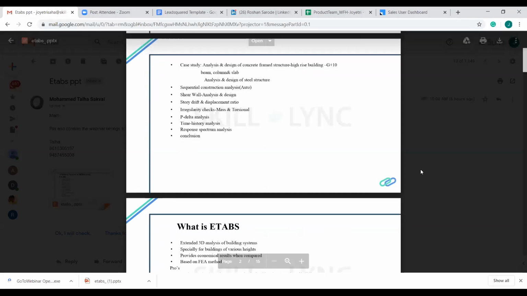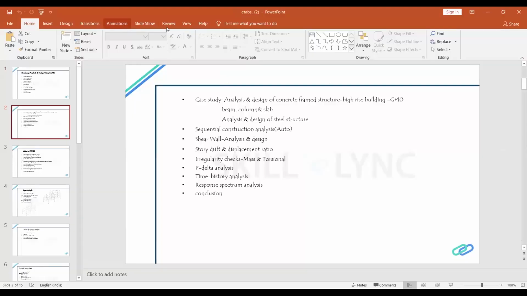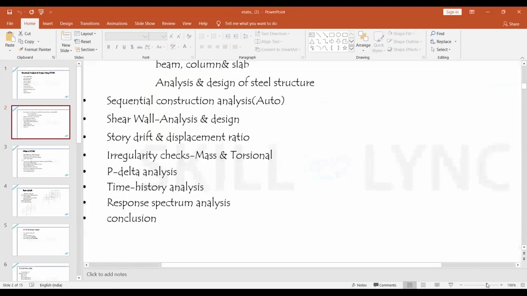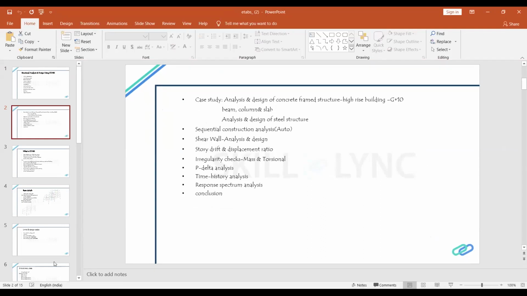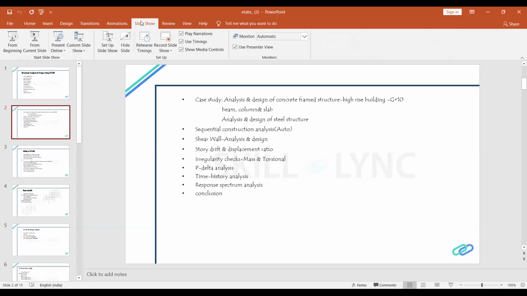Next slide. Case studies: in this course, or in this workshop, we have n number of case studies to be discussed. In these case studies, first we will be studying a newly designed structure, or a structure we are supposed to design. Let it be a case of G+10, an RCC framed structure. In this, we will be studying the beams, columns, slabs, and the shear wall if it is included. If it is not, then we will go for the shear wall study in a different case. Second one will be the design of a steel structure, which is a combination of analysis and design as well.